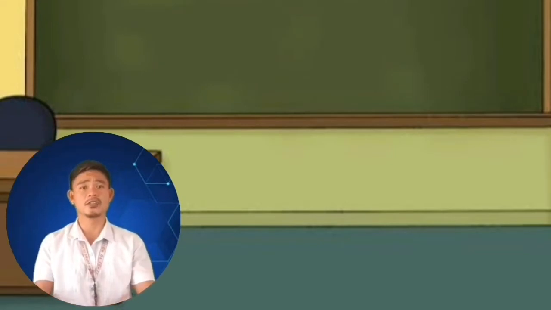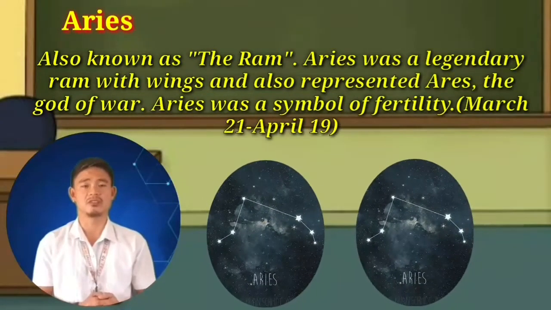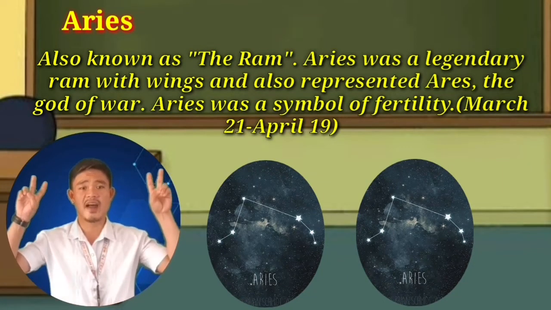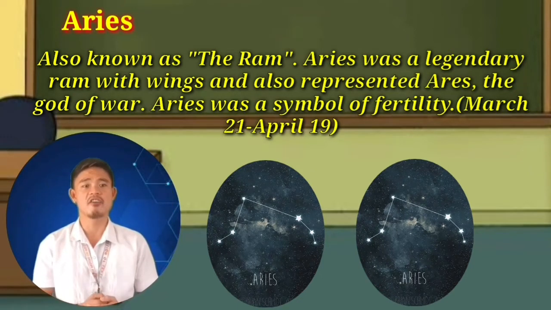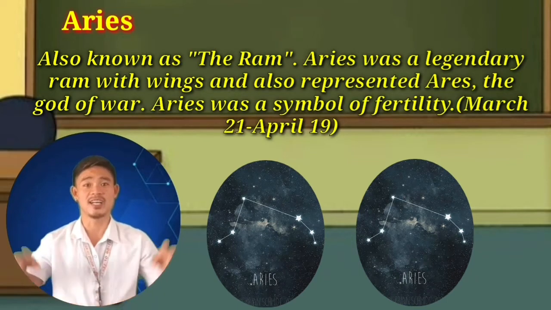The zodiac constellation Aries. Aries shows up in the month of April. This constellation of the zodiac is also known as the ram. In Greek mythology, Aries was a legendary ram with wings and also represented Ares, the god of war. Aries was a symbol of fertility. And if you were born between March 21 and April 19, your zodiac sign is Aries. Take note, Aries is also known as the ram.